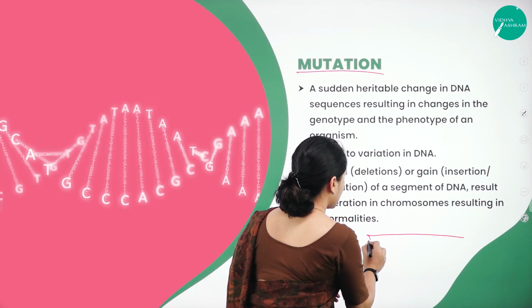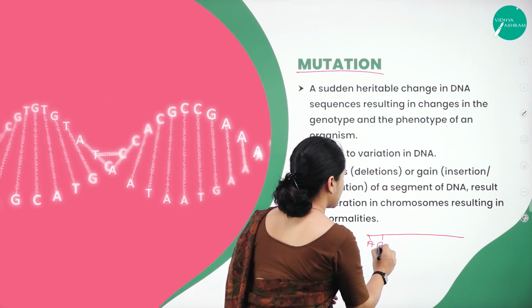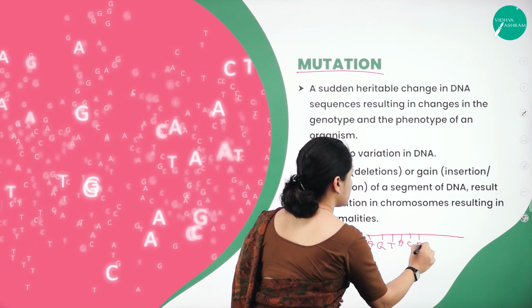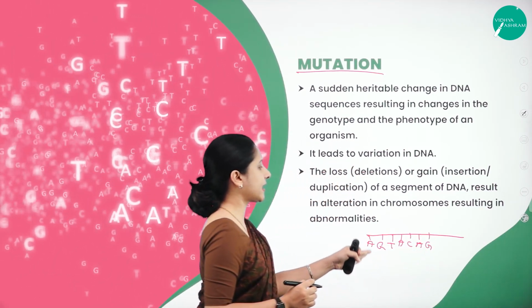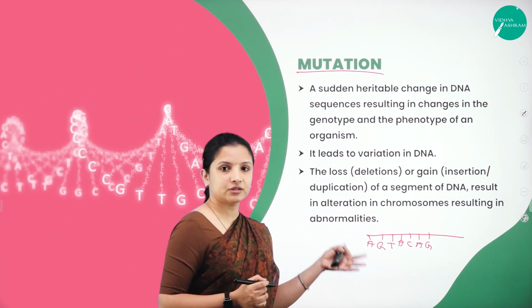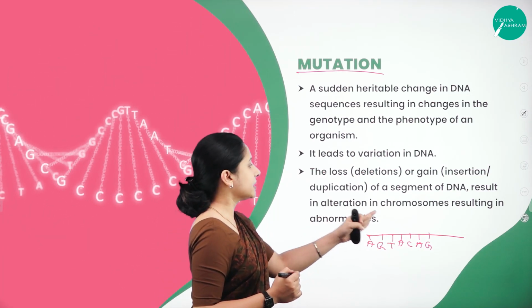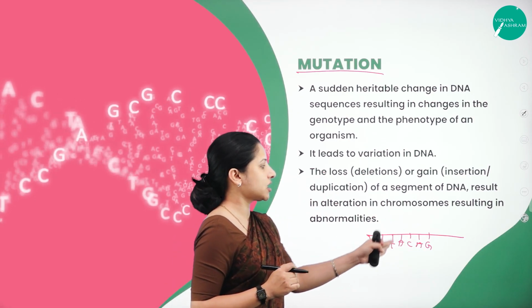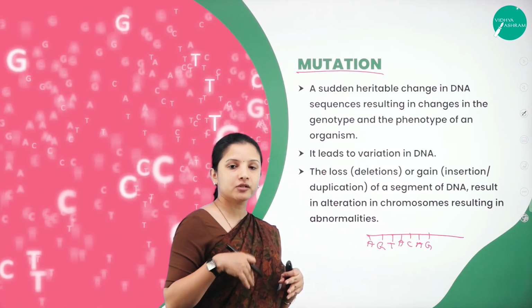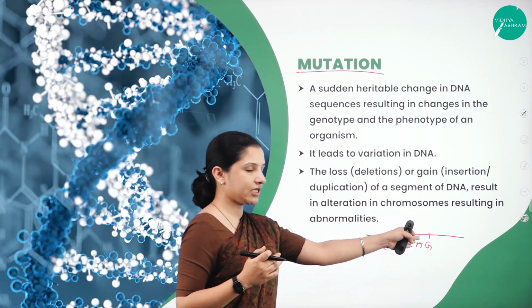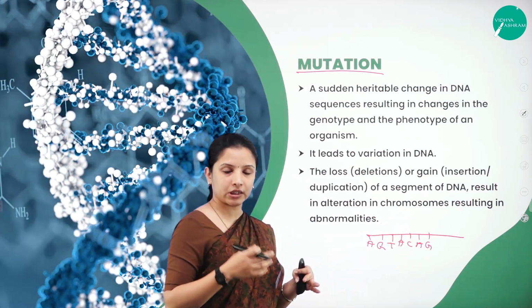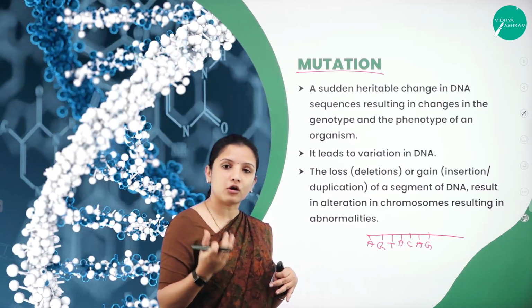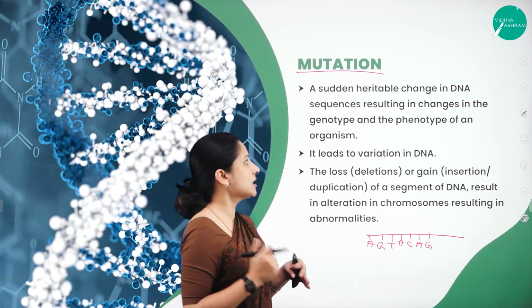You know that DNA has various nucleotides, A, G, T, A, C, A, G. It has various nucleotides: adenine, guanine, thymine, cytosine. Here, when mutation occurs, it will change the genotype. Whatever genes are there, it will alter the genes on the DNA. Therefore, it will bring about a change in the phenotype or the morphological character of the individual as well.